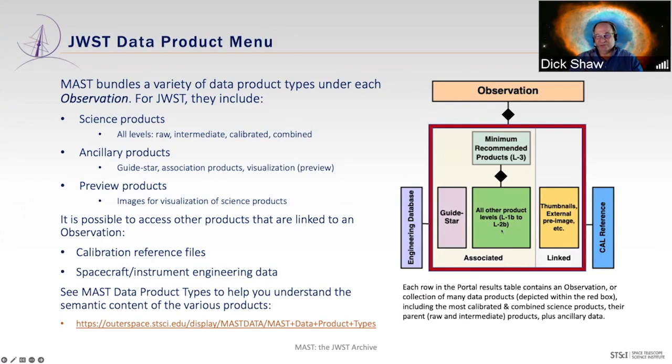From here, it's possible to get to other data beyond that, the engineering database and calibration reference files, which is a less common case, but people sometimes are interested in that. There's a link here for MAST data product types, which will help you understand the semantic contents of what all these files mean.